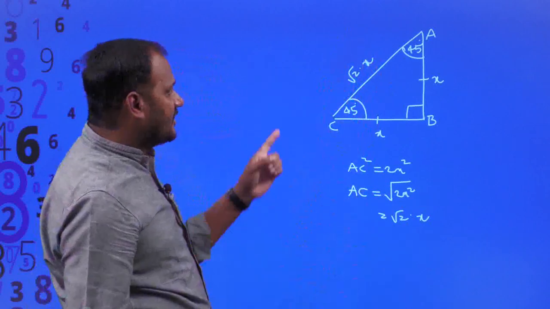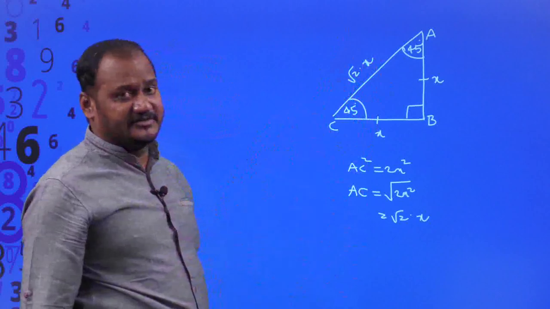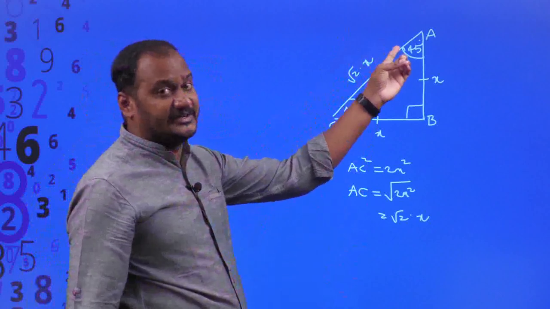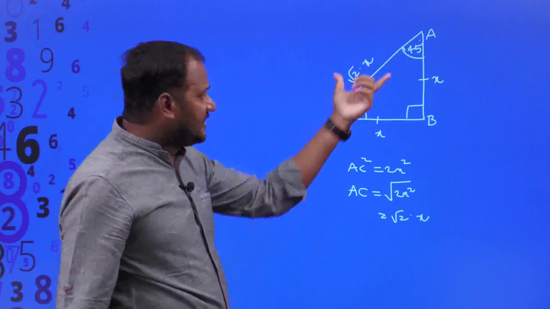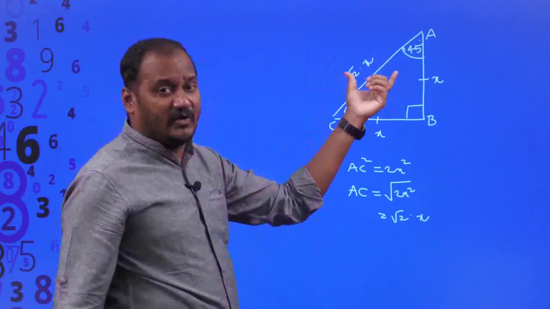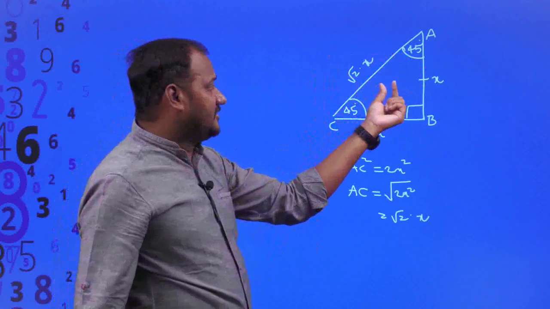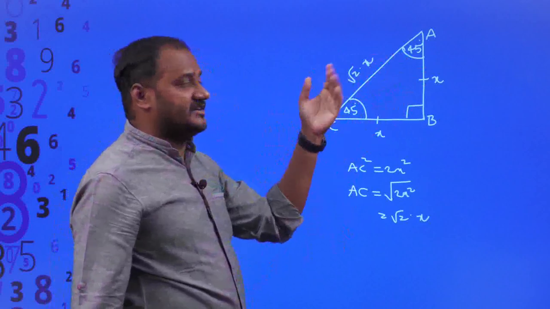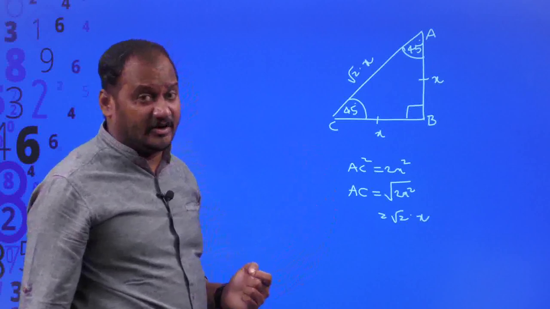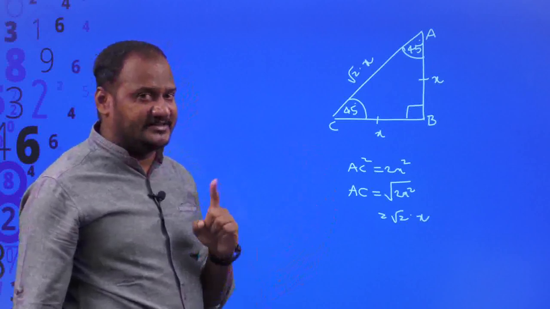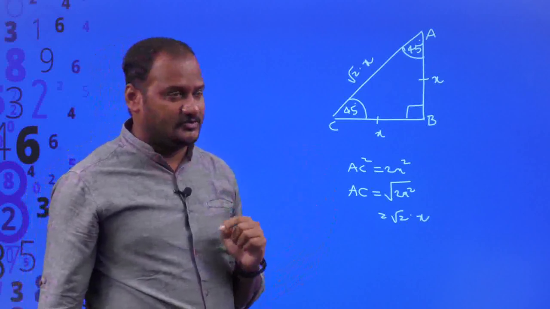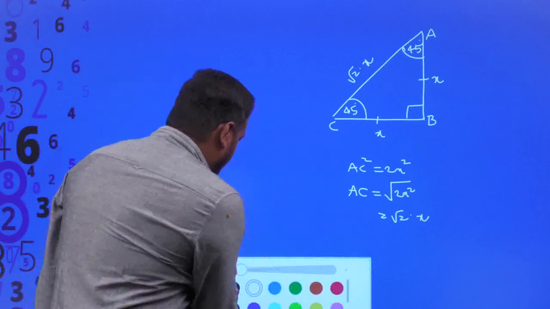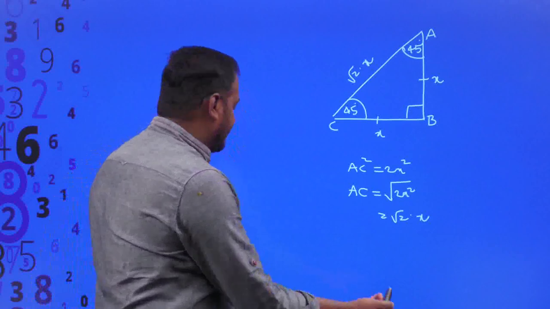That is, the length of the hypotenuse of a right angled isosceles triangle is root 2 times its side. Please do remember, these all are standard values. When you have an isosceles right angle triangle, then the hypotenuse is always root 2 times its side. Please do remember. Okay, let's get into our problem, finding the values of all trigonometric ratios.